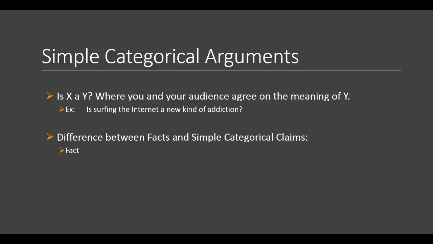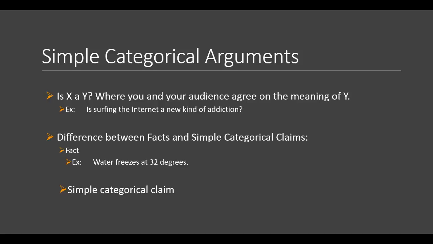Often, simple categorical claims look like facts, but they really are not. It is important to distinguish between a fact and a simple categorical claim. A fact is a statement that can be verified in some way, either by empirical observation or by reference to a reliable source trusted by you and your audience. An example of a fact is water freezes at 32 degrees.